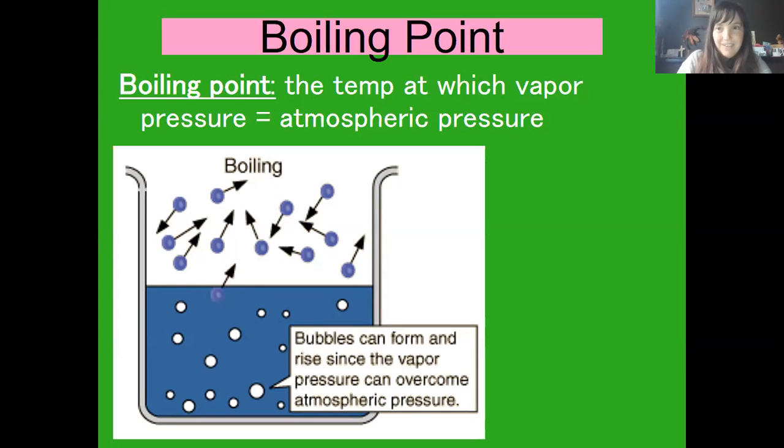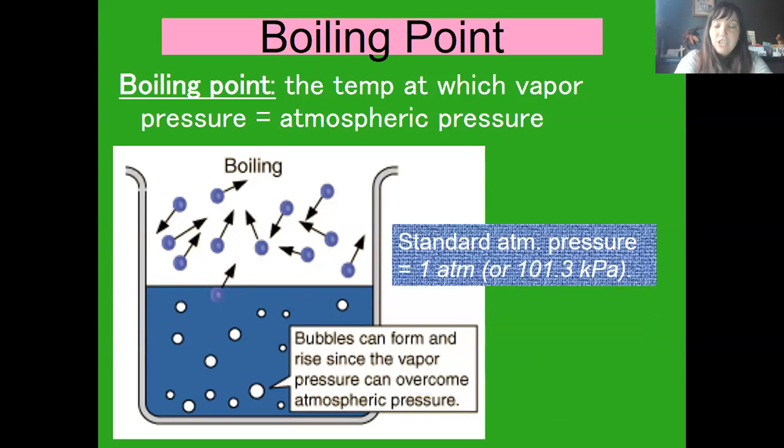Right? And just a reminder that regular atmospheric pressure, like in this room right now, is probably about 1 atmosphere. And when we talk about STP, standard temperature and pressure, standard pressure is 1 atmosphere. There's a lot of ways to measure pressure. If you're measuring in kilopascals, that's 101.3 kilopascals. And those are on the front of your reference table.